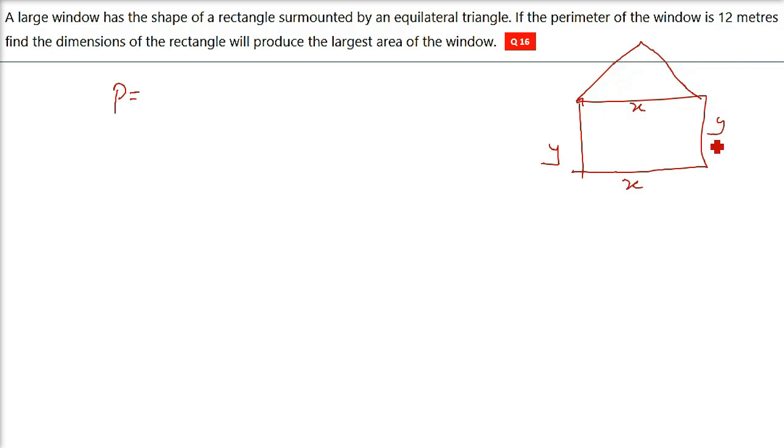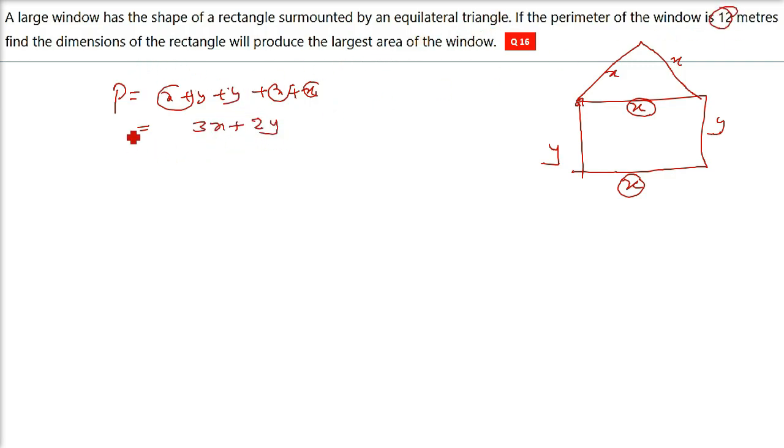Perimeter is the distance traveled on the boundary if you start and end at the same position. So we have x and y and also this x. Because it is an equilateral triangle, all the sides are equal. So the perimeter will be x plus y, and this also will be x and this also will be x. You can start from any x or y. I am just adding all the lines which fall on the boundary.